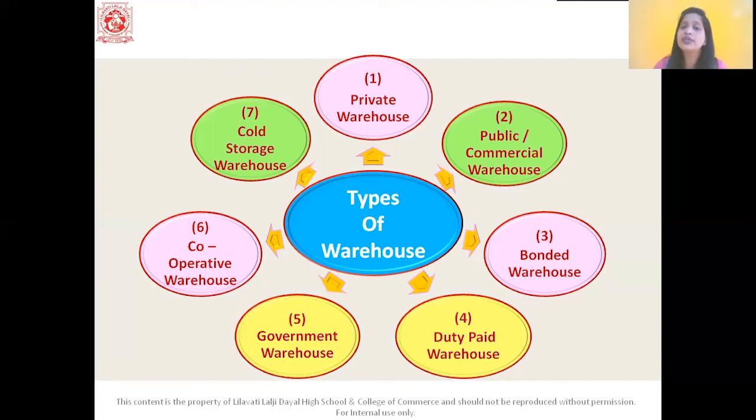So you need to understand banking, insurance, and warehouse very, very nicely. With banking, you need to study the types of bank and the functions of bank. In insurance, you will study the main thing, that is the principles of insurance, the types of insurance, the types of life insurance policy, types of marine insurance policy, types of fire insurance policy. And under warehouse, you will study the functions of warehouse and the types of warehouse. So with this, students, we've completed this chapter.